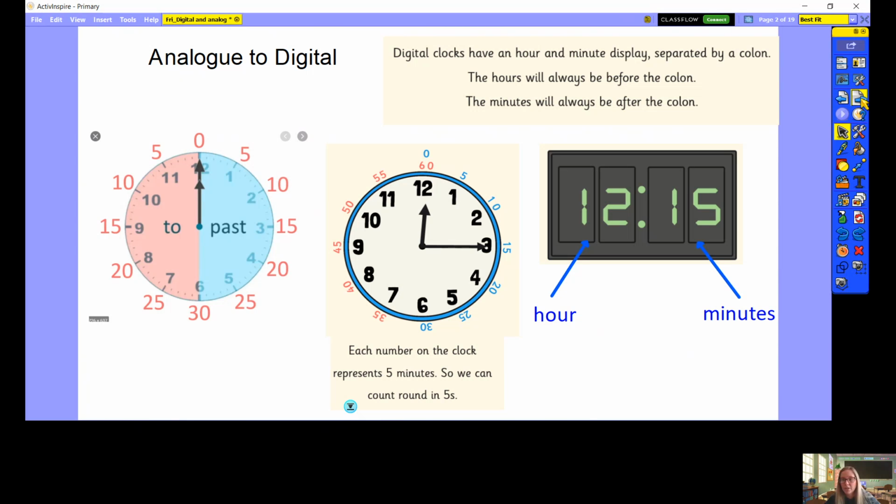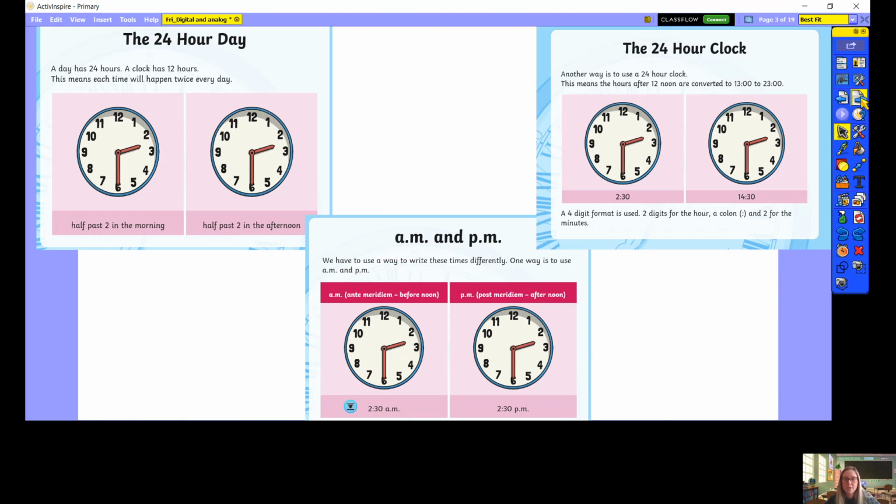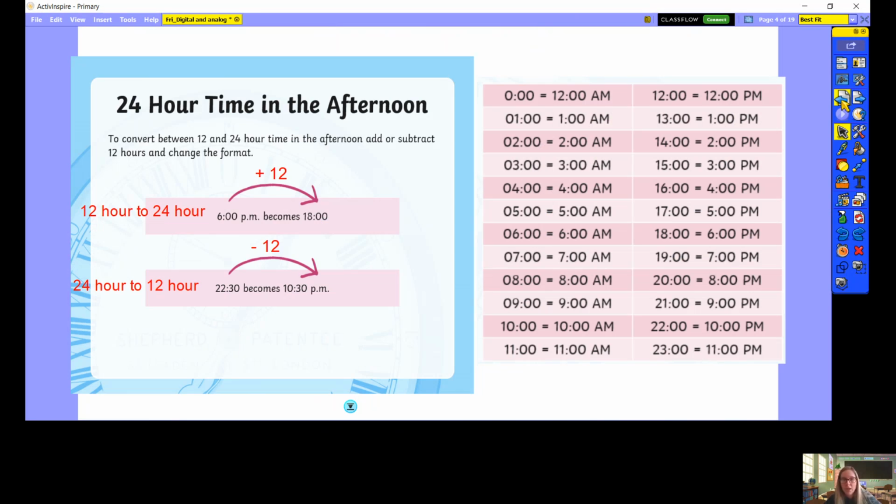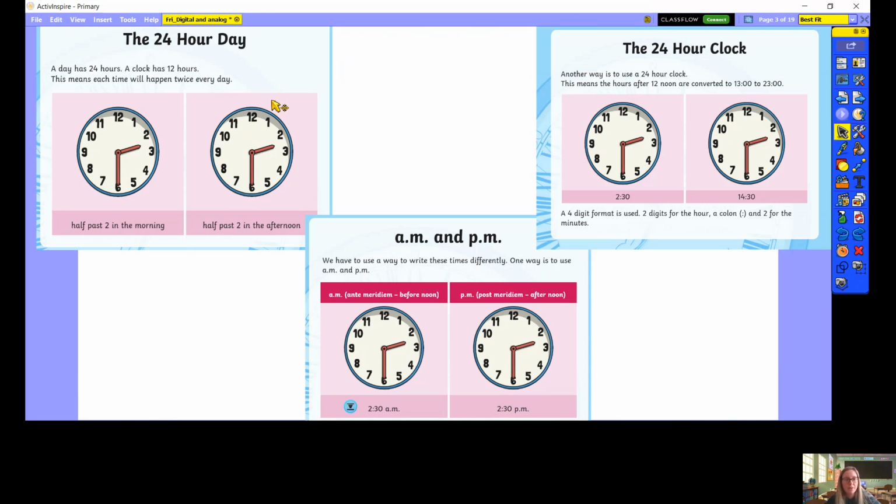So let's have a reminder of what we know about the 24-hour day. A day has 24 hours in it, and an analog clock has 12 hours. This means that each time will happen twice every day, 2:30 in the morning and 2:30 in the afternoon. Another way of writing this would be using AM and PM, which is what we looked at last week, how we wrote the times using AM for the morning and PM for the afternoon and evening.